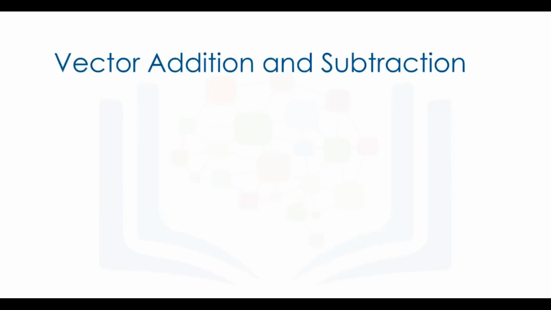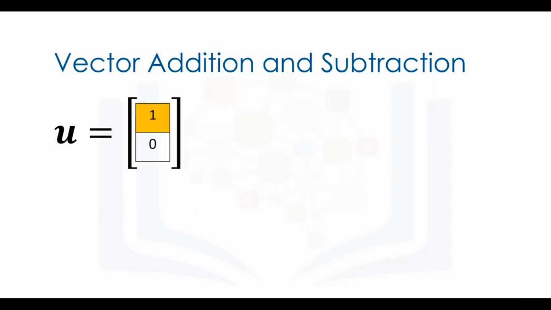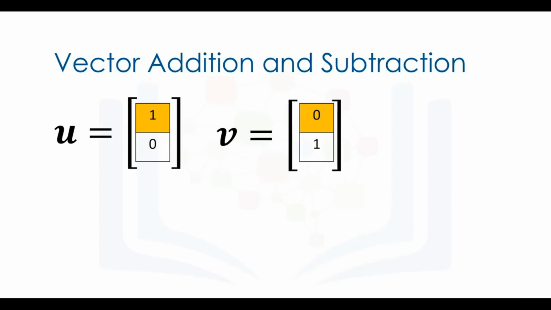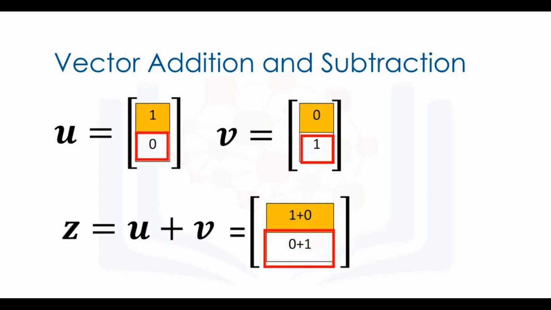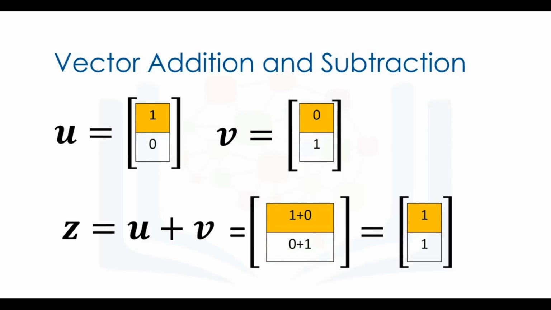Vector addition is a widely used operation in data science. Consider the vector u with two elements. The elements are distinguished by the different colors. Similarly, consider the vector v with two components. In vector addition, we create a new vector, in this case z. The first component of z is the addition of the first component of vectors u and v. Similarly, the second component is the sum of the second components of u and v. This new vector z is now a linear combination of the vectors u and v.